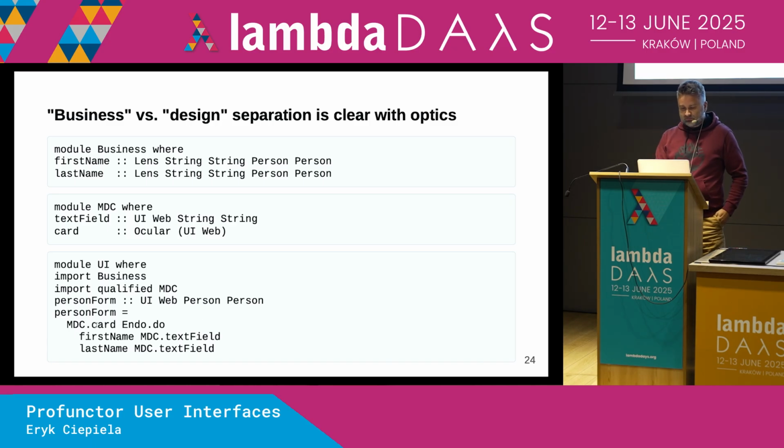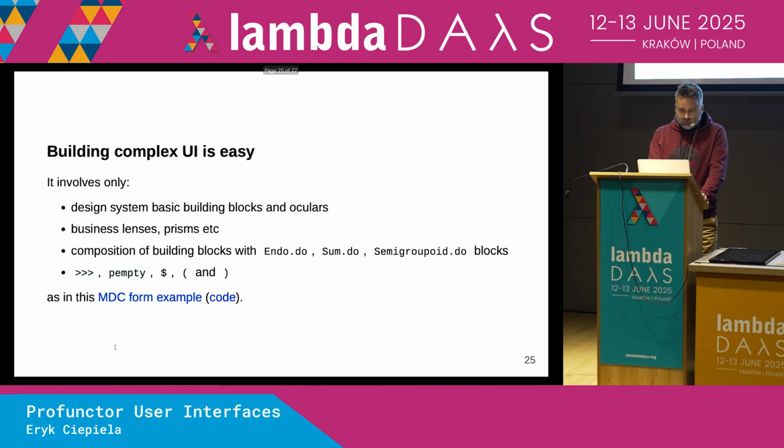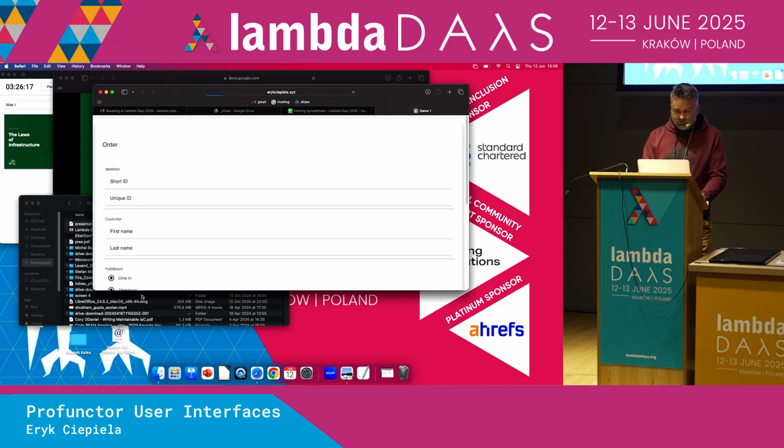So we mix the MDC card and text field with business first name and last name optics. So building complex UI is also easy. It involves only design system basic building blocks and oculars. It involves business lenses, prisms, traversals, and so on. The composition of building blocks is easy with endo-do, sum-do, and semigroupoid do blocks. And we also need some glue code to complete the picture.